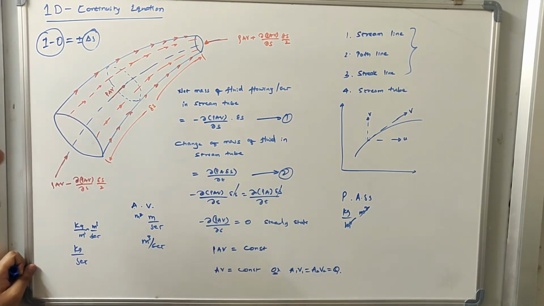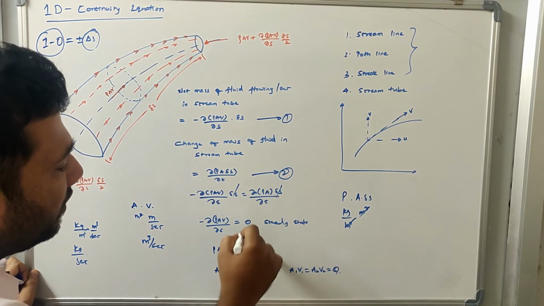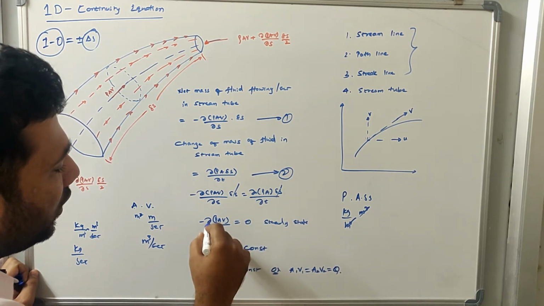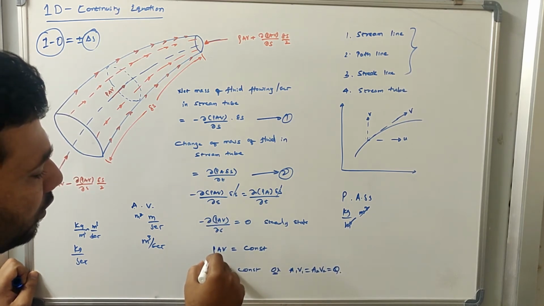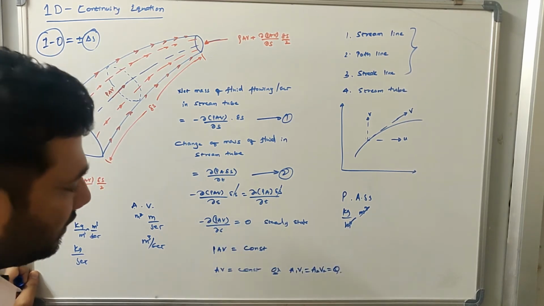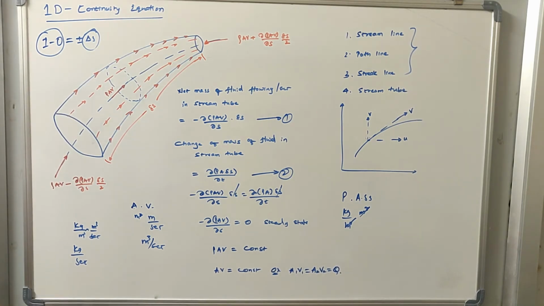Now going to the steady state condition, what happens in case of steady state? The change of density with respect to time will become 0, right? If it becomes 0, this entire term will become 0. So what is left over is ∂(rho AV)/∂S equal to 0. Now integration of this will give rho AV equal to constant. Now if I consider that the density remains constant, as in an incompressible fluid, then AV will be equal to constant.